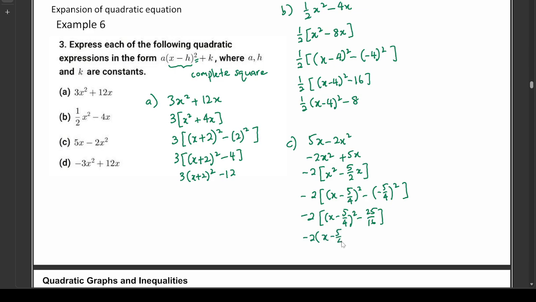Okay, alright, okay. Okay, so this is plus, right? Divide by 2, this is 8, so 25 over 8. So this is the answer. Last one.